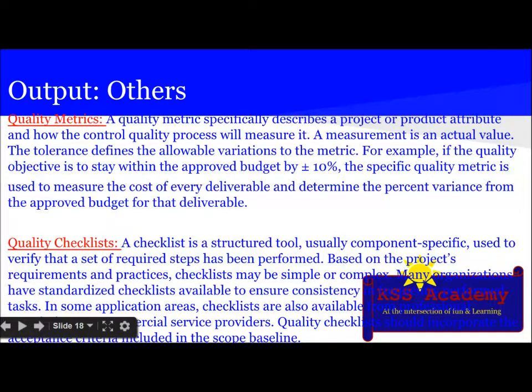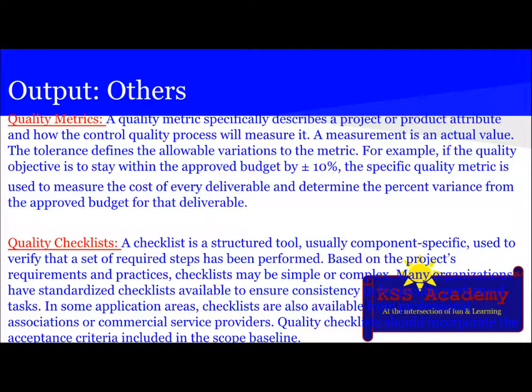The next output is quality metrics, which specifically describe a project or product attribute and how the control quality process will measure it. A measurement is an actual value. The tolerance defines the allowable variation to the metric. For example, if the quality objective is to stay within the approved budget by plus and minus 10%, the specific quality metric is used to measure the cost of every deliverable and determine the percent variance from the approved budget for that deliverable.